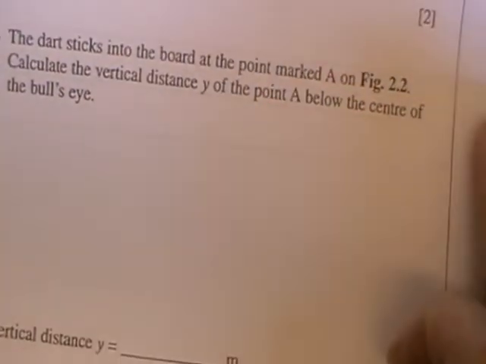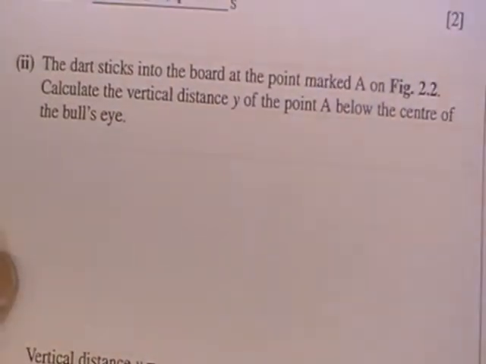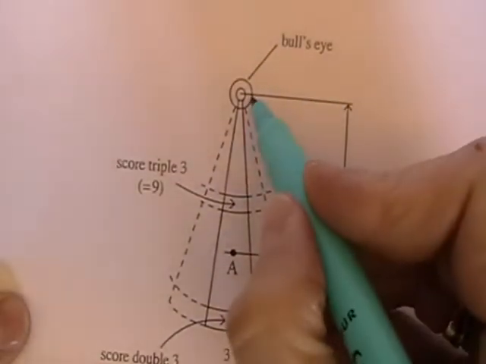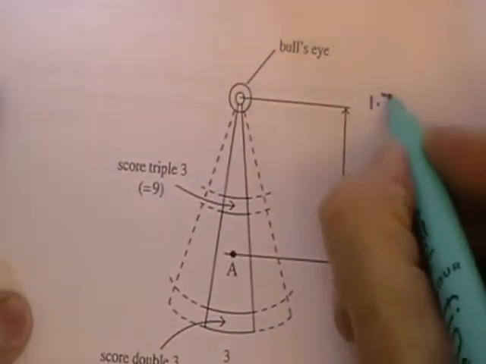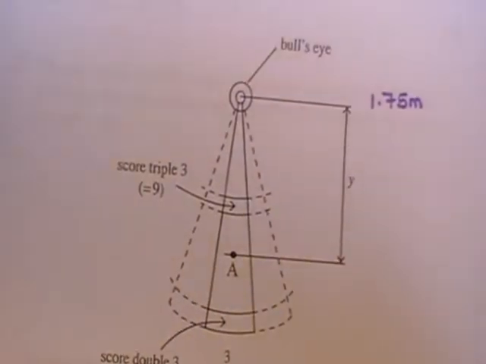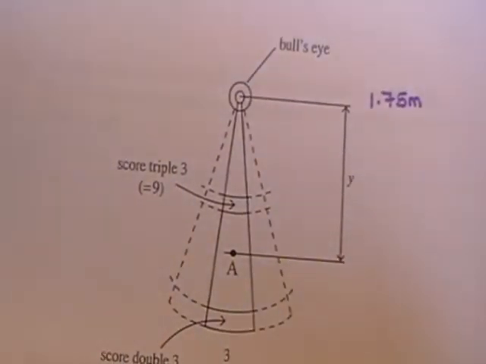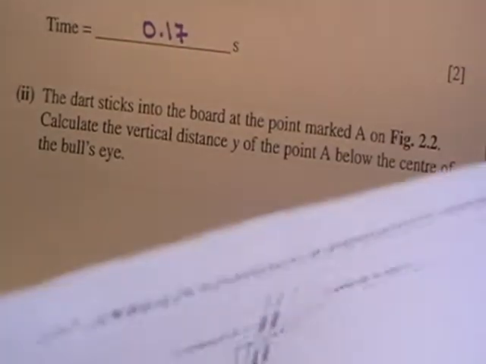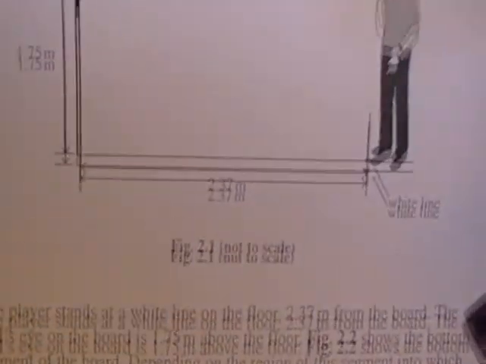The dart sticks into the board at the point marked A on figure 2.2. Calculate the vertical distance y of the point A below the centre of the bullseye. We have a wee look at that. You can see there's the bullseye, and we know that that's at a height of 1.75 metres. And what we need to know there is this distance A that it actually sticks into the board. So he throws the dart horizontally with the bullseye. He throws a dart horizontally from a point 1.75 metres.